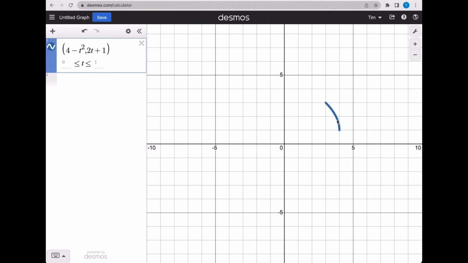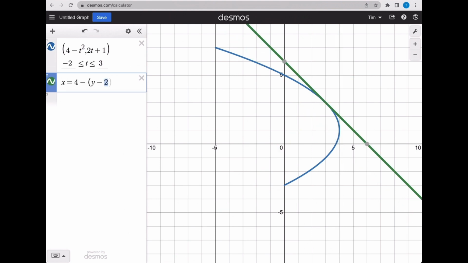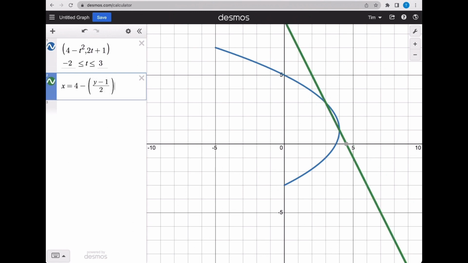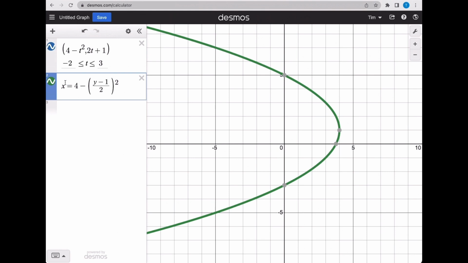And right away, Desmos gives us a portion of the curve, and the parameter ranges from -2 to +3. So there we have it. There's the parametric curve that we just plotted by hand. And we can plot the Cartesian equation, x equals 4 minus (y minus 1 over 2) quantity squared. So there's the Cartesian equation, that's the whole parabola, but that's losing out on the finiteness of the curve, and we're also losing the direction with that parabola.